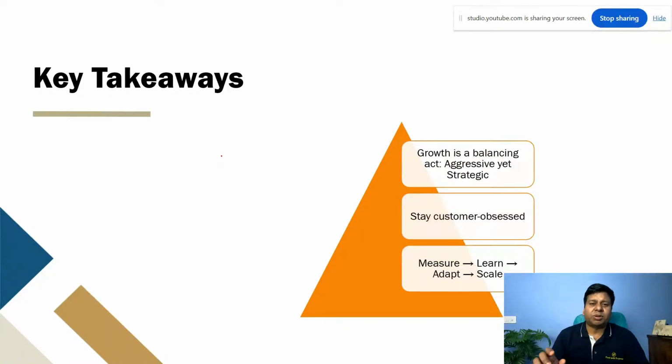Stay customer obsessed. Customer feedback, customer is the king. Customer support, think about all those things. Measure KPIs, learn, adapt, and scale. Scale may be product line extension, geography, or market segment expansion, whatever. Some organizations are not creating a new variant of the product; they are expanding into a different market, or in the same market, they are penetrating deeply.